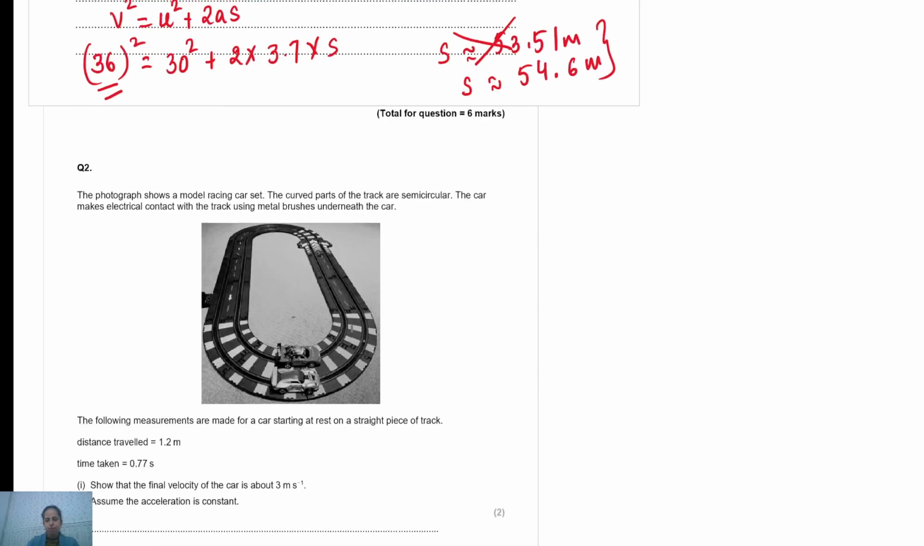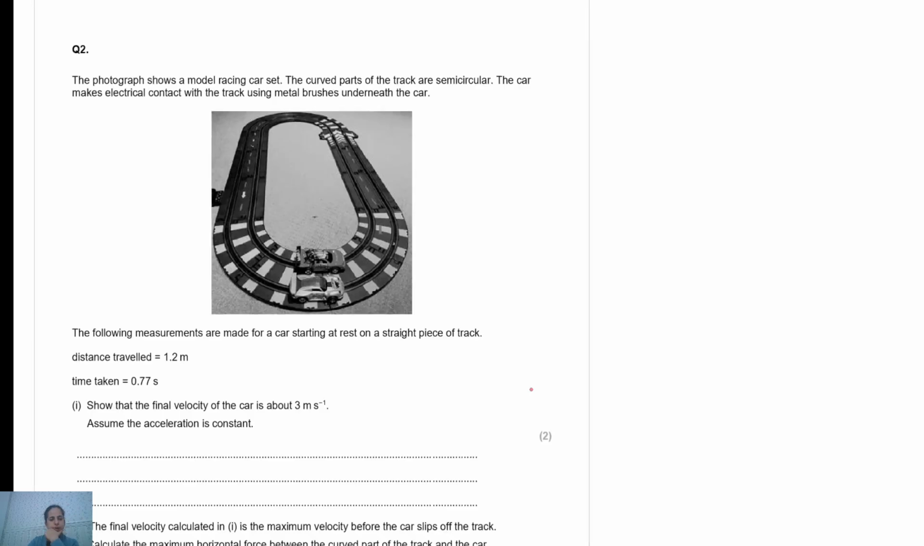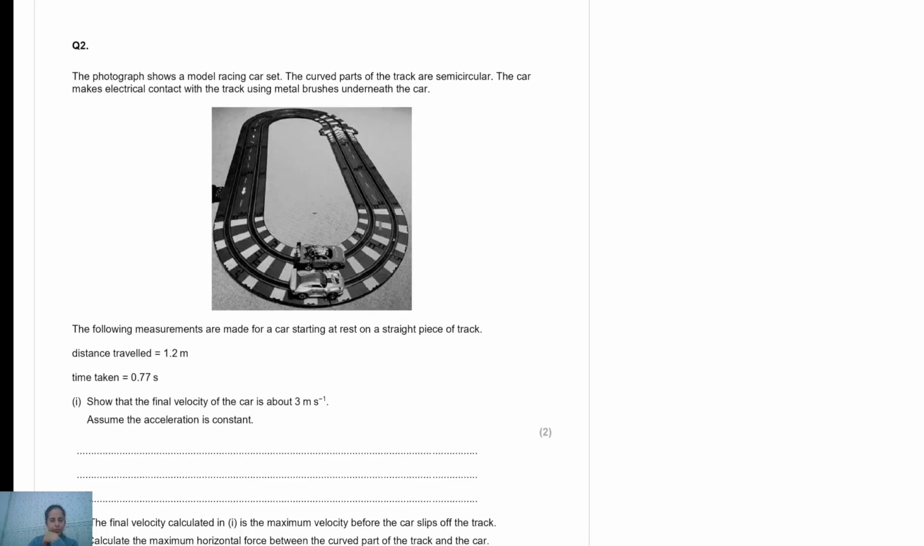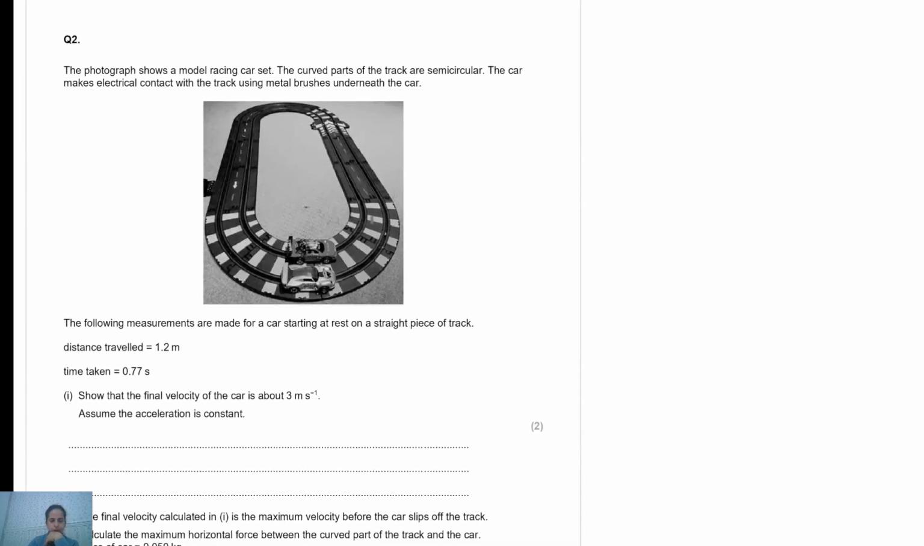Question number 2. The photograph shows a motor racing car. The curved part is semicircular. The car makes electrical contact with the track using metal brushes. Fine, I'm not interested. Let's just say the following measures are made for a car starting at rest. Okay, so now that's important. So u is 0, starting at rest. Distance traveled 1.2 meters, time taken 0.7, so that the final velocity of the car is about 3 meters per second.